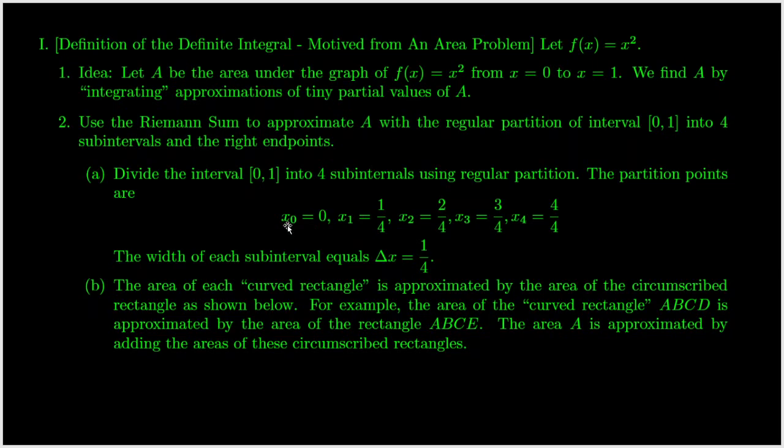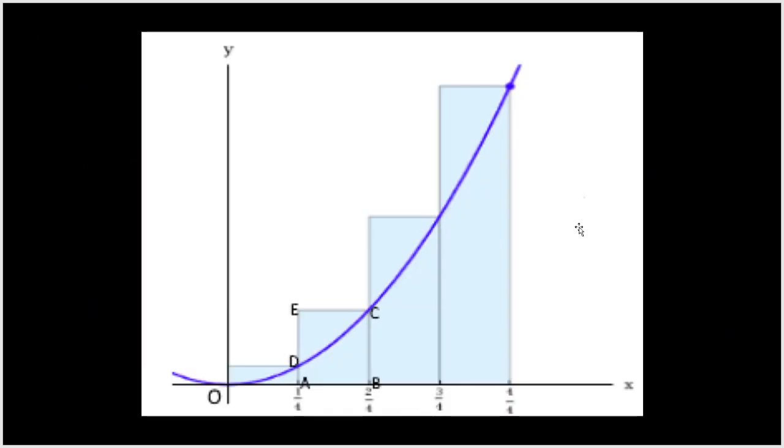I'm going to use x0 to denote 0. I'm going to use x1 to denote 1/4, and so on. Of course, the last partition point is denoted using x4. It's essentially 1. If you look at the graph in here, the origin is actually x0. So this point is x1, that point is x2, that point is x3, that point is x4.